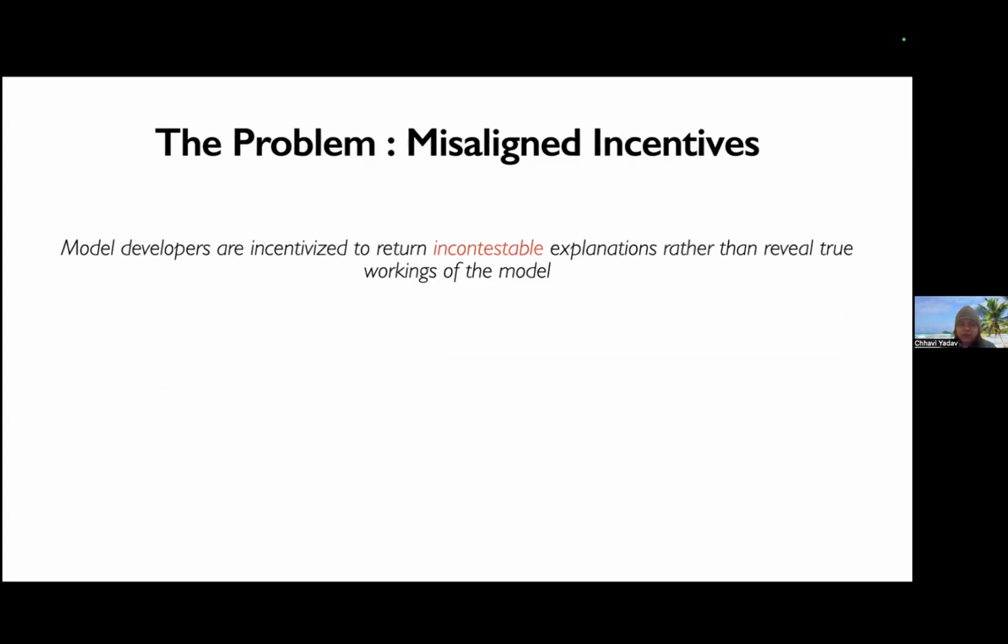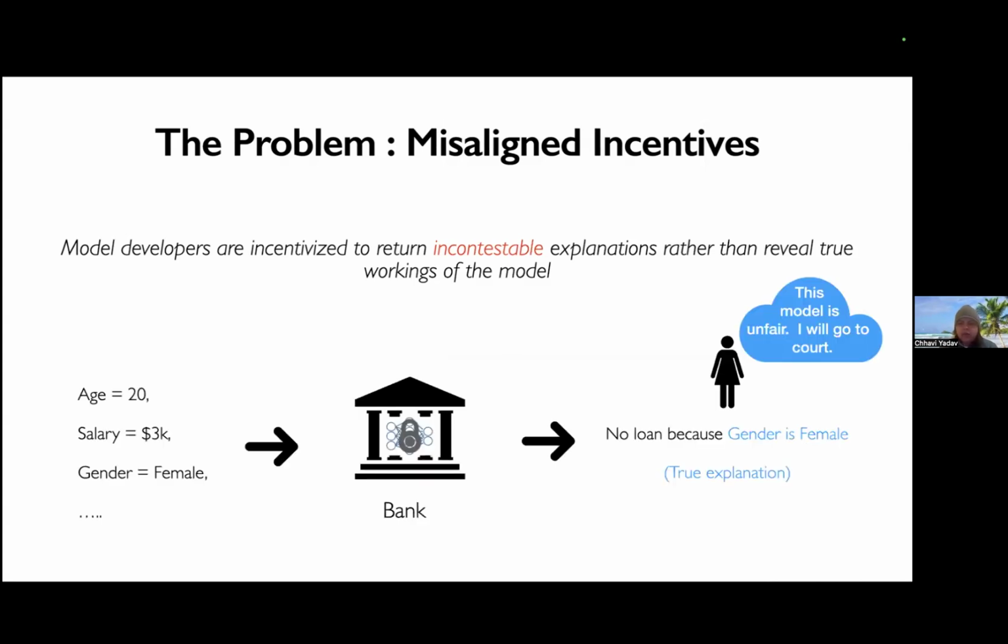But there is a big problem here, which is misaligned incentives. Model developers are incentivized to return incontestable explanations rather than give true explanations of the true workings of the model. For example, suppose a bank is using a machine learning model to make predictions about loan applications, and suppose it rejects the loan application for a person. The true explanation might be that the model is using gender to classify. But this obviously shows that the model is unfair, and the user can go to court if they get such an explanation.